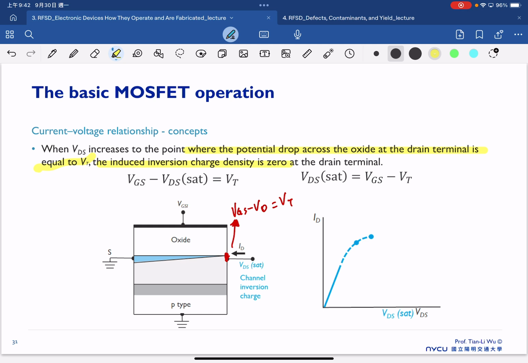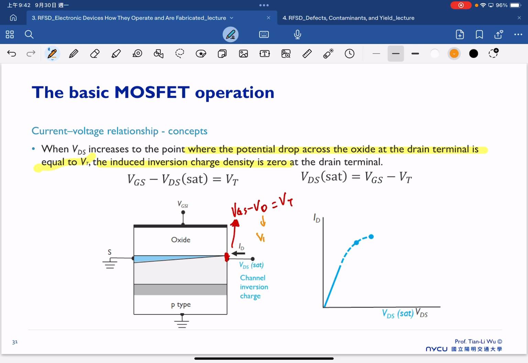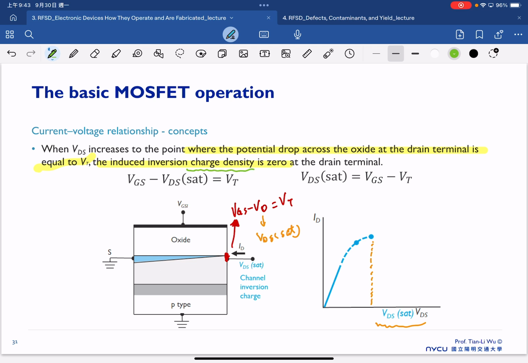So at this moment, we call this VDS the VDS saturation. So that would be this VDS sat here. That's how we define it: at this moment the VDS is called VDS sat. So at this moment, our N is equal to 0 at the drain terminal.